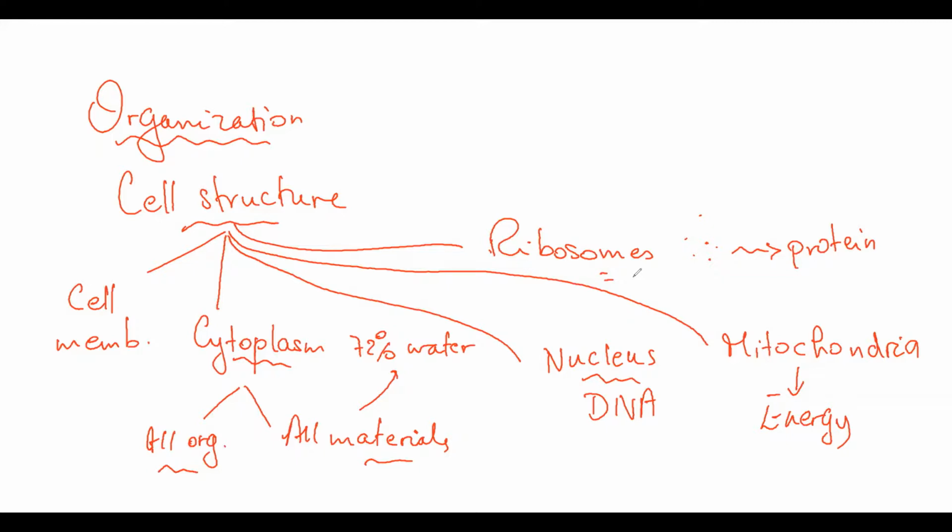Now, the cells are either plant cells or animal cells. So all animal cells have these structures in common. Now, what about plant cells? Typical plant cells have everything in common with the animal cells, but there are certain additions, certain things that are found in plant cells and are not found in the animal cells.